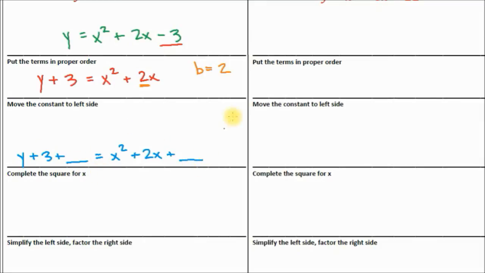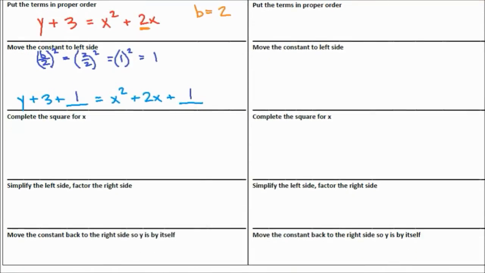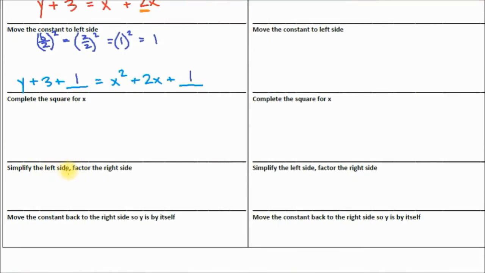Alright, now how do we find this value that goes in that space? It is found with the equation b over 2 squared. So let's plug in our b value. b is 2. This is 2 over 2 squared, which is 2 over 2 is just 1. That's 1 squared, and that is equal to 1. So our number that's going to go in this blank is just 1. We have now actually completed the square. Now all we have to do is just finish it up. The next step is simplify the left side, factor the right side.